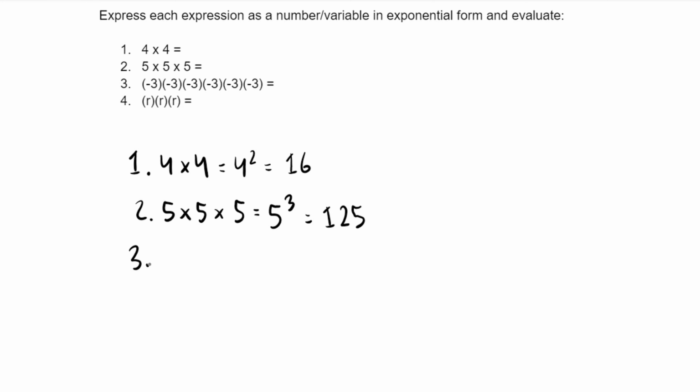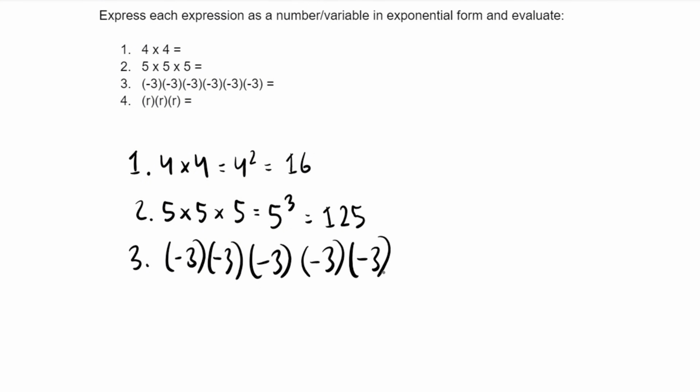Now, this one is a little bit more tricky, just because it has negatives in it, but still, it's fine. Negative 3 times negative 3 times negative 3, and so on, six of them. Right now, this is so boring. That is equal to negative 3 to the power of 6. Now, if we calculate this, it would be 729. And you might wonder why this is positive, but we'll delve into that in just a second.